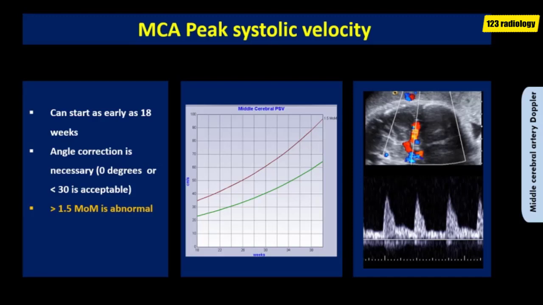For the best technique to measure the peak systolic velocity in the middle cerebral artery, it is better to use a 0-degree angle of insonation. The peak systolic velocity is measured. Multiples of the median for gestational age are calculated and compared to the gestational age. The risk of fetal anemia is highest when the peak systolic velocity is more than 1.5 multiples of the median for gestational age.